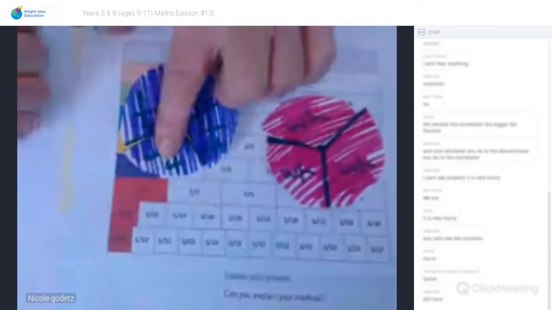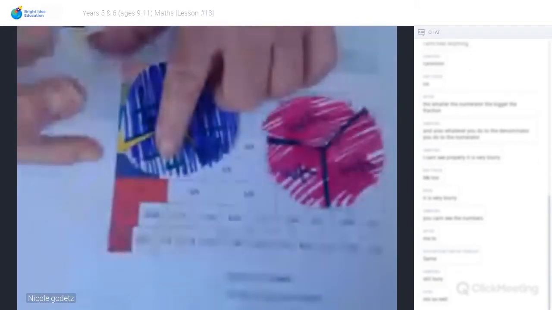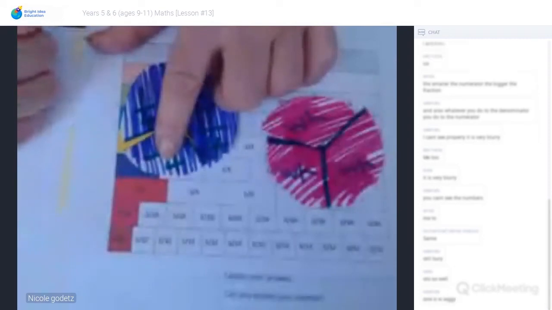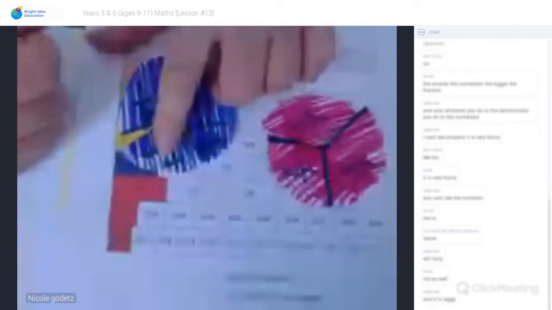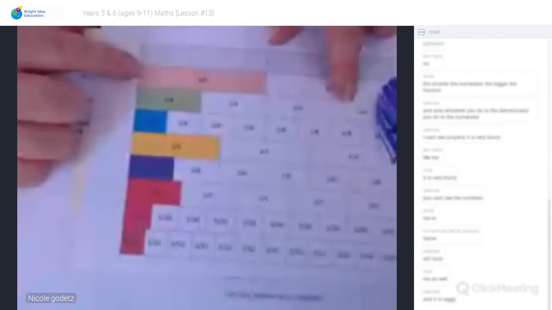So the bigger the number at the bottom, the more equal groups a whole one has been split into, so the smaller the pieces are going to be. 1/2 split between 2. 1/4 split between 4.